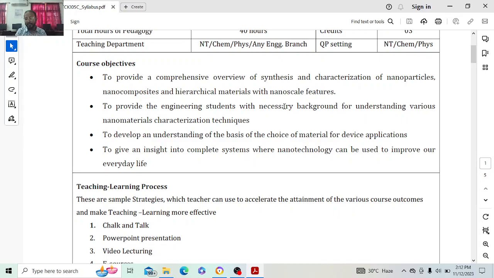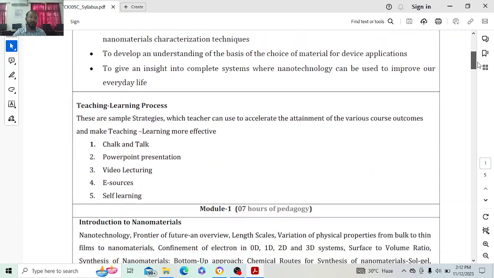But with the help of nanotechnology and the tools and techniques that we have, electron microscopes, it is possible to develop an understanding of the basis of the choice of materials for device applications. That is your third CO. Like what kind of devices can be made out of nanotechnological applications and for what applications, and to give insight into complete systems where nanotechnology can be used to improve our everyday life. All these things can be studied in this particular subject. That's why the 4 COs are there.